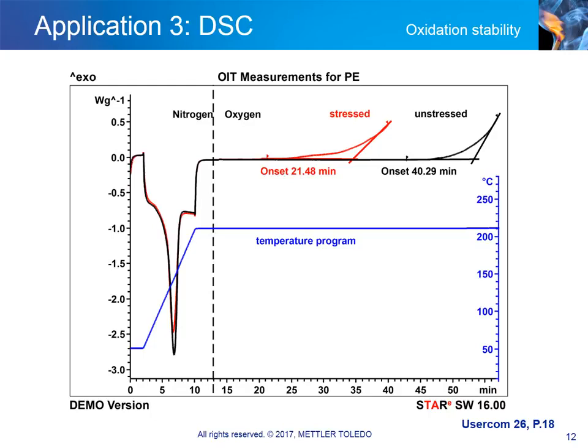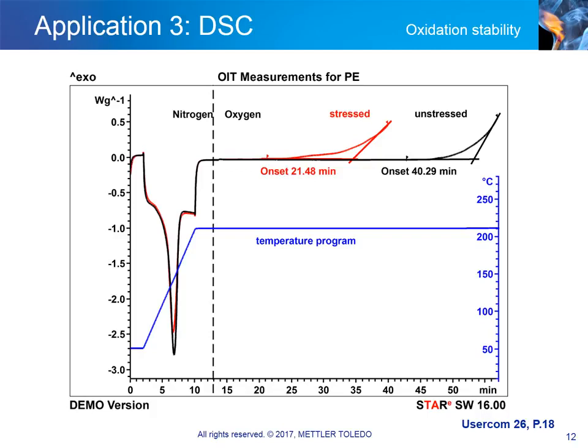In the example shown here, OIT measurements were performed at 210 degrees Celsius on polyethylene tubing, which had been exposed to flowing aqueous solutions of chemicals for some time. 2 test specimens, one from the outer and the other from the inner side of the tubing, had their respective OIT evaluated. The test specimen originating from the inner side of the tubing is denoted as stressed, and the test specimen originating from the outer side of the tubing as unstressed. Their DSC curves are shown in red and black, respectively.